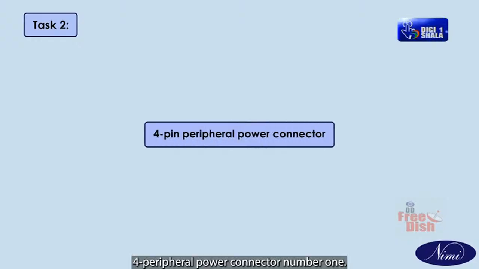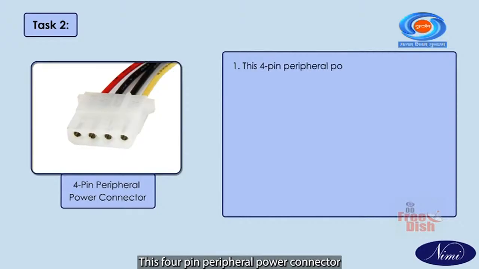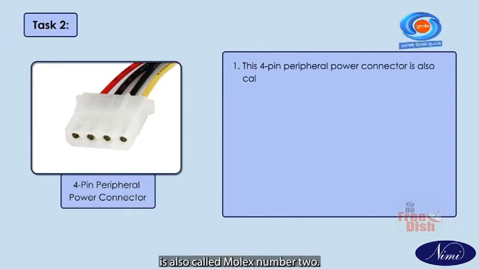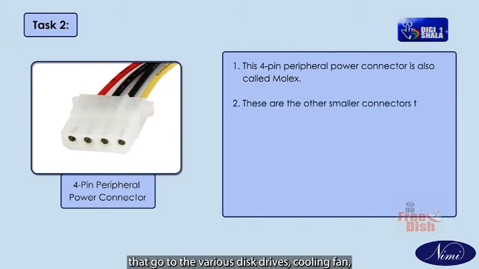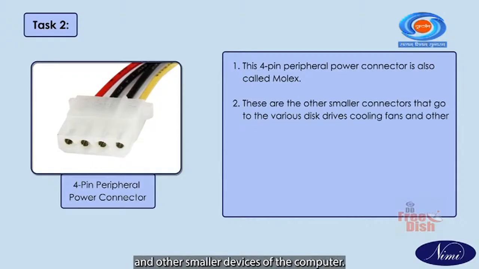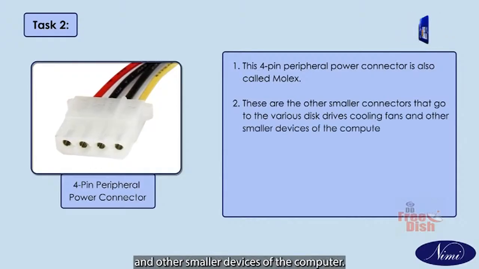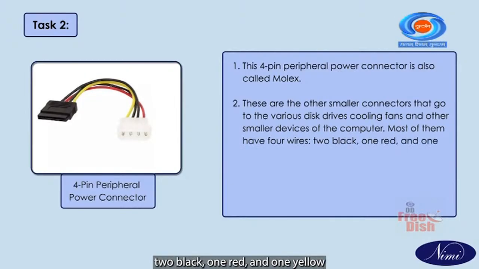Task 2. 4-pin peripheral power connector. Number 1. This 4-pin peripheral power connector is also called Molex. Number 2. These are the smaller connectors that go to the various disk drives, cooling fans, and other smaller devices of the computer. Most of them have 4 wires: 2 black, 1 red, and 1 yellow. Number 3.